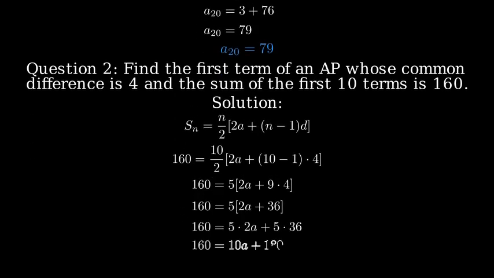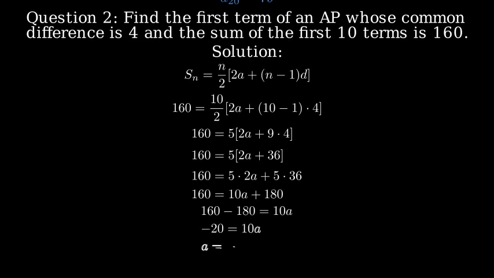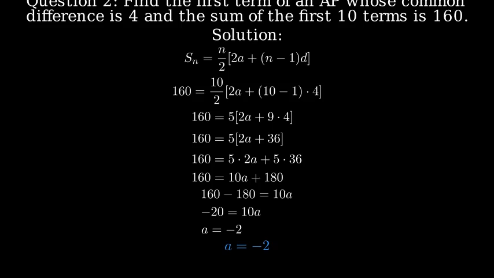160 equals 5 times 2a plus 36. 160 equals 5 times 2a plus 5 times 36. 160 equals 10a plus 180. 160 minus 180 equals 10a, so minus 20 equals 10a, and a equals minus 2. Therefore, the first term of the given arithmetic progression is minus 2.